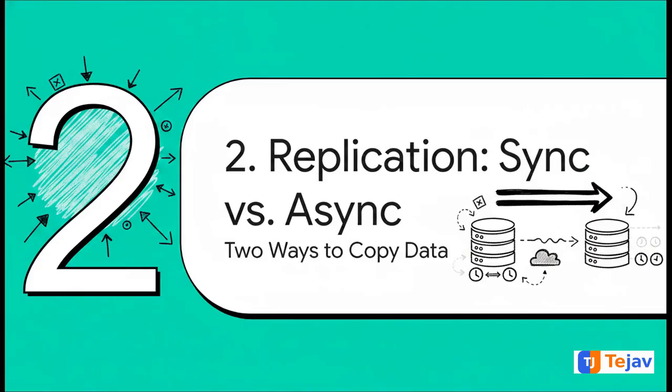Okay, so we know we need to copy the data. Simple enough, right? Well, not so fast. The how and the when of that copy process is a massive decision. And that brings us to the two main strategies, a huge fork in the road: synchronous versus asynchronous replication.